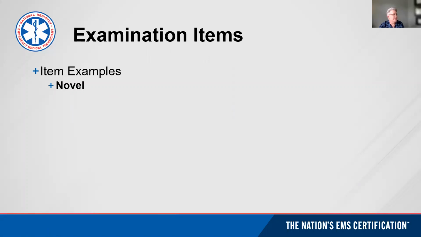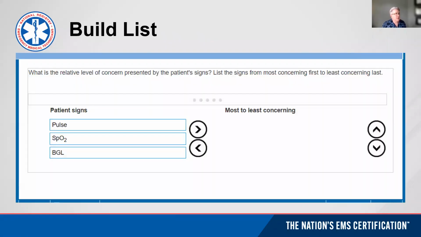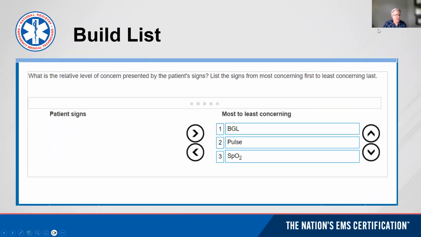The new items are the novel items. And so you just saw one of these a minute ago. But here it is. It says, what is the relative level of concern presented by the patient's signs? And so again, this is related to the scenario we just saw. If I was to answer this item, this is a PowerPoint here, so let me go to the next slide. I would place them in this order.